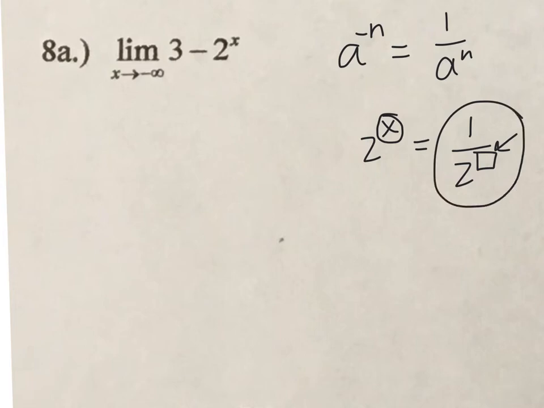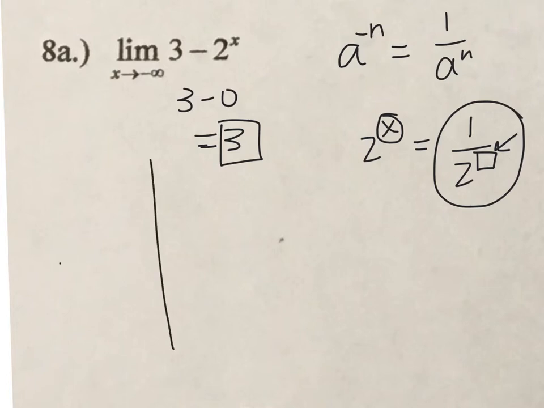So in other words, the limit of this function, 3 minus 2 to the x, as x approaches negative infinity, as x gets more and more and more negative, that means this is approaching 3 minus 0, which is equal to 3. So now I just want to show you another way to check your answer. Let's think about what's going on graphically.